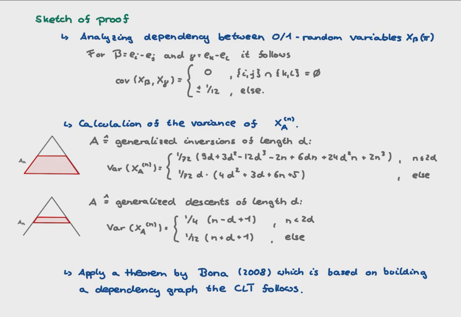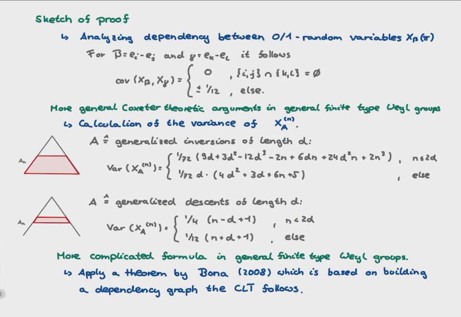And for the very last, I will give some short comments about the situation in general finite type Weyl groups. In these situations, the analysis of the covariance requires more general Coxeter theoretic arguments, and it leads to even more case differentiations. The same holds for the calculation of the variance, for which a great number of case analyses is needed, although the main procedure remains similar to the one explained before.